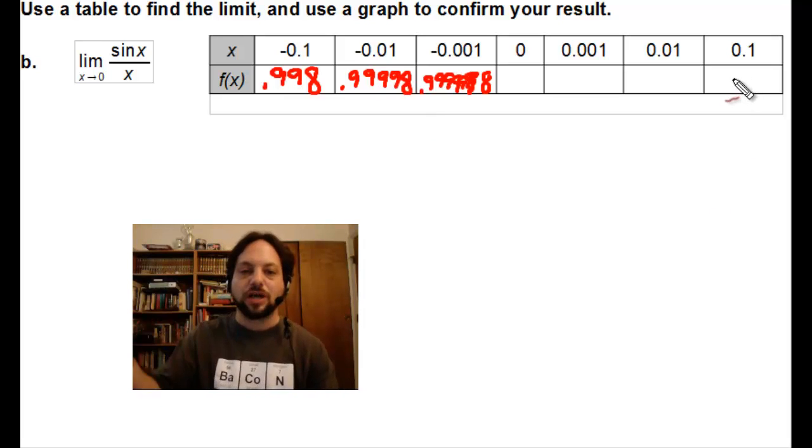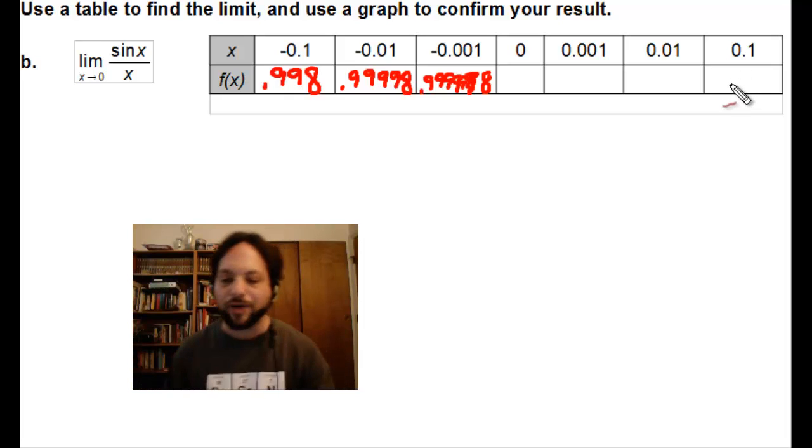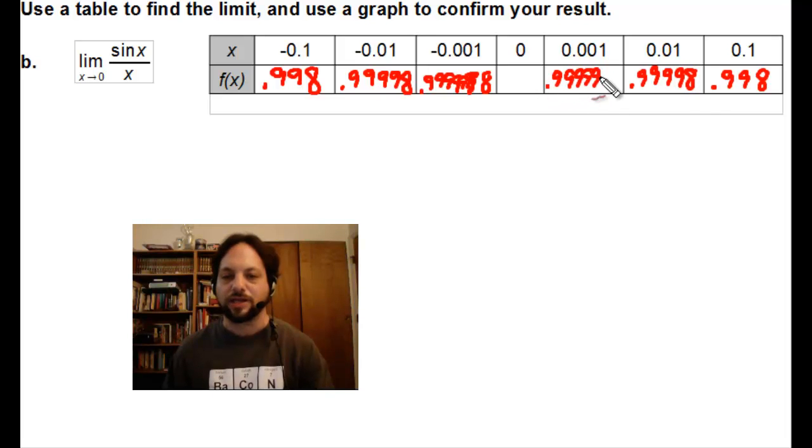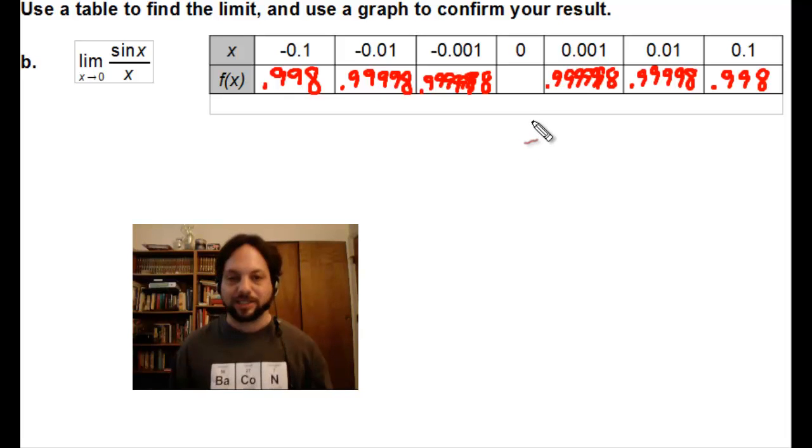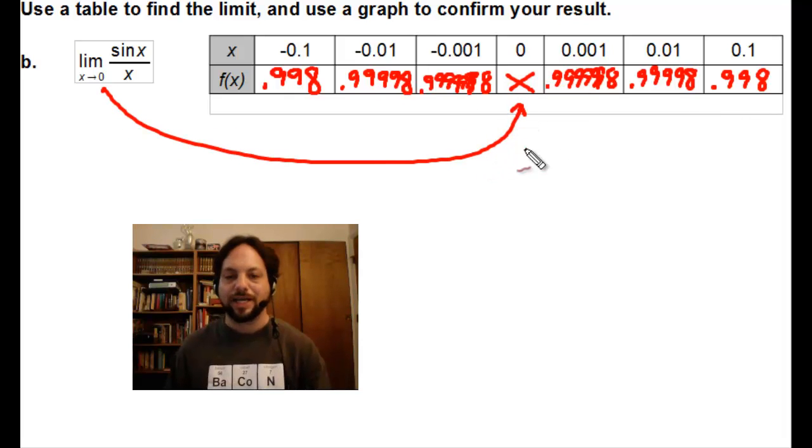What happens when I start above 0 and come down? Interestingly enough, I get the same values. There's 0.998, 0.99998, and then this ridiculous mess of 9s with an 8 at the end. Not quite sure how many 9s, but there we go. So again, when I plugged in 0 to the function, I got nonsense. But you can look here and see that sure enough, although there is no value for f of 0, the limit as x approaches 0 is in fact equal to 1.